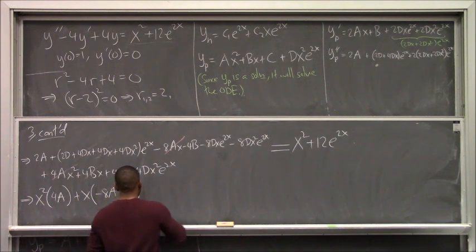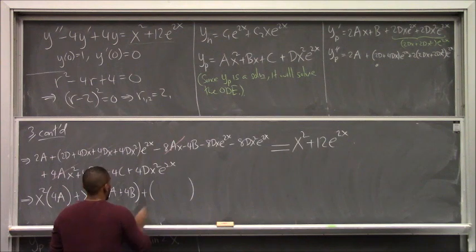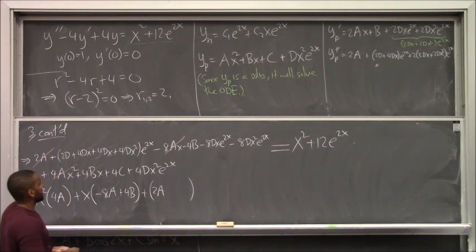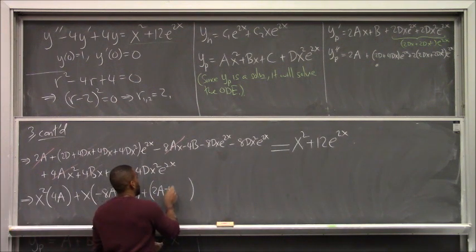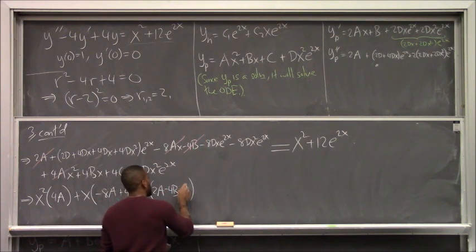All the constants: 4c and 2a. We'll have 2a. Give me this guy here. Oh yeah, minus 4b, plus 4c.